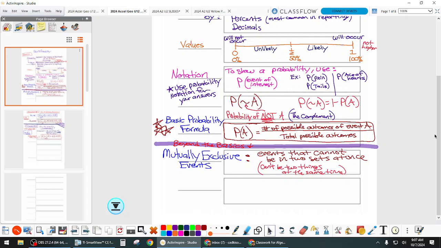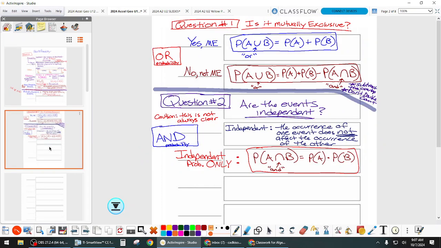Okay, and then we had the two big questions that you start off with. The first big question I should say is: is it or, or is it and? If it's or, we have to ask if it's mutually exclusive, and if it's and, we have to ask if it's independent.